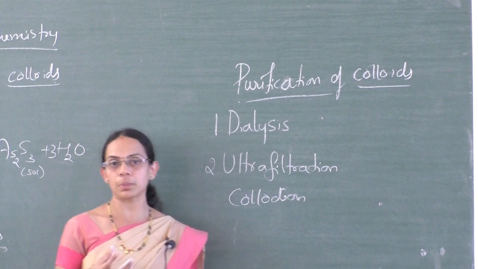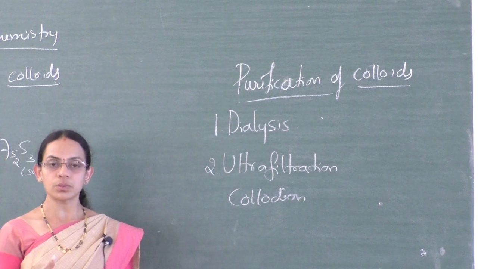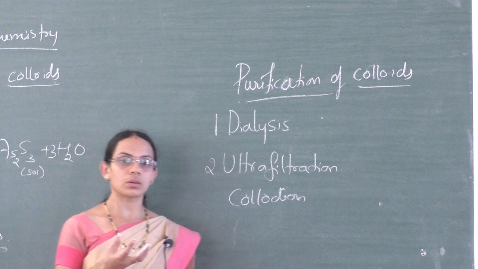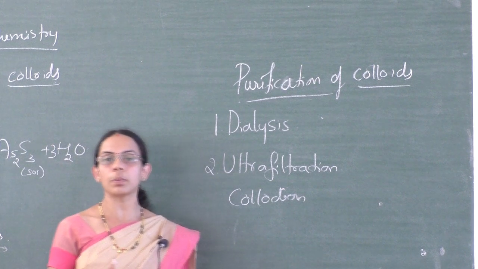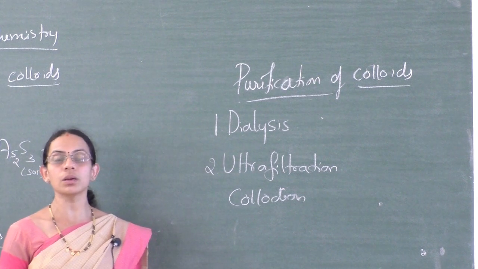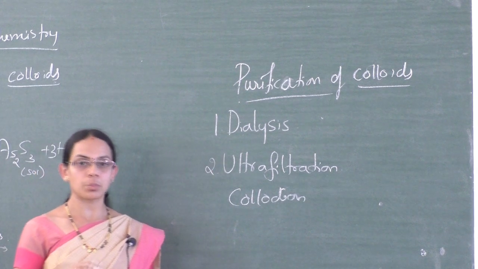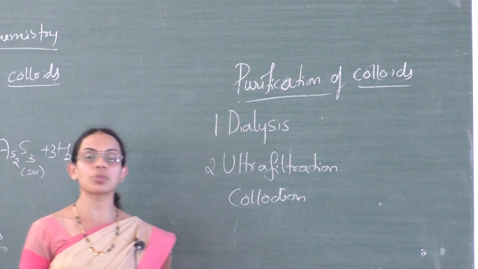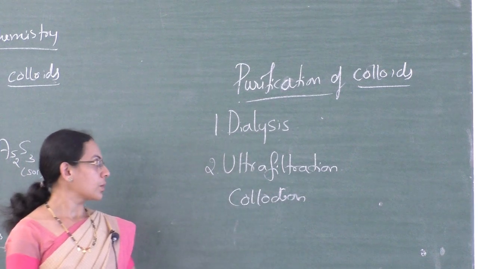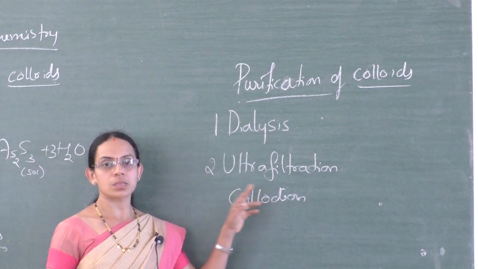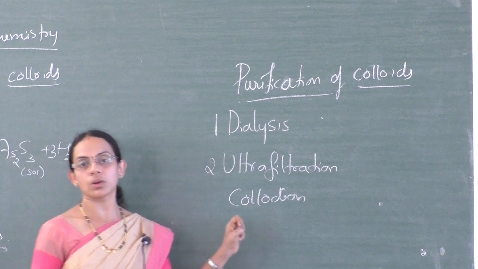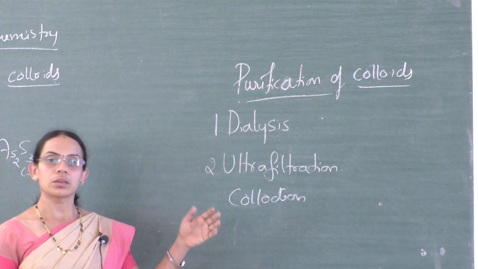ultrafilter paper. Now whatever particles are left over, the colloidal particles, are again mixed with the fresh dispersion medium, so that we can prepare a colloidal sol free from impurities. So ultrafiltration is carried out by using a filter paper called ultrafilter paper.